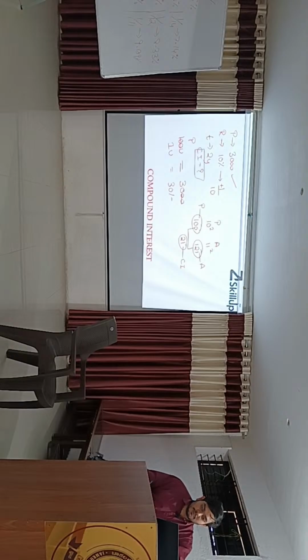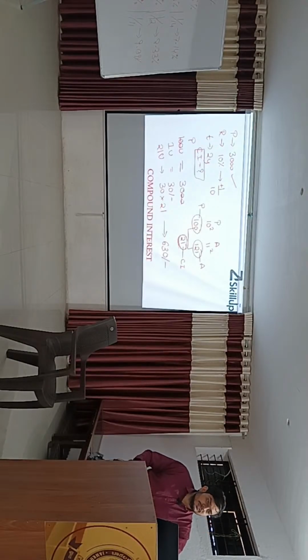What do I need now? Compound interest. How many units is the compound interest here? 21. So 21 units is 30 into 21. 21 zeros are 0. 21 threes are 630. That is the amount you will get after 2 years.